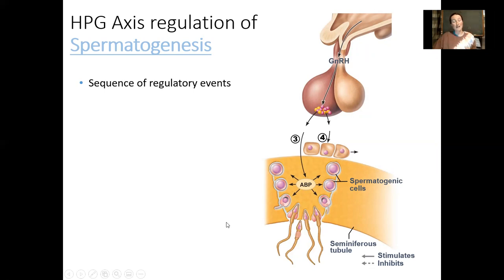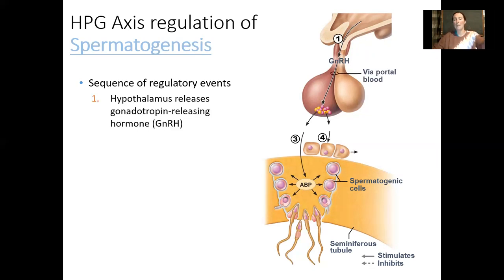So the HPG axis and all of these different mechanisms are going to work together to regulate spermatogenesis. Again, one day you don't want to start making sperm and then make way too much. You don't want too little. You don't want too much. You want just the right amount of testosterone, just the right amount of sperm.